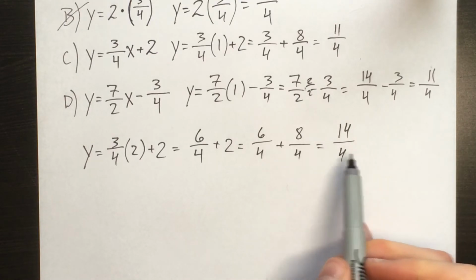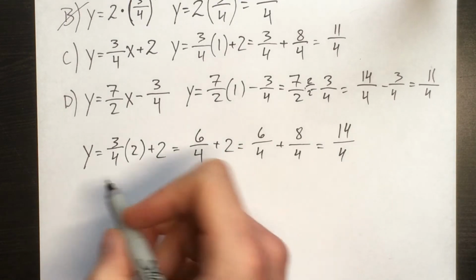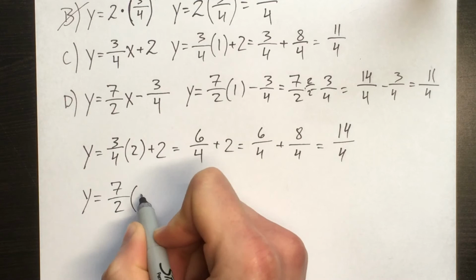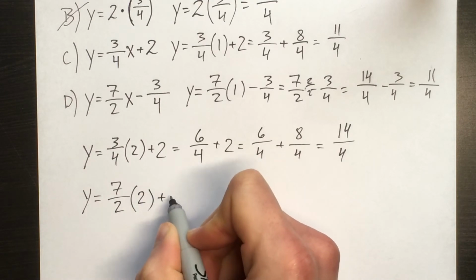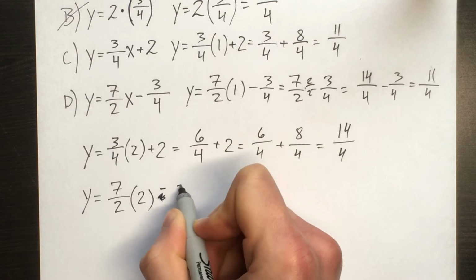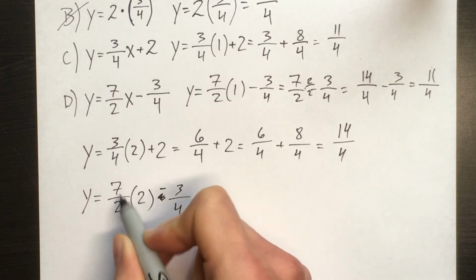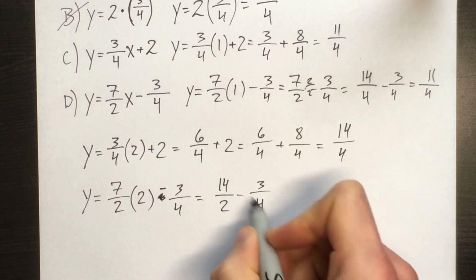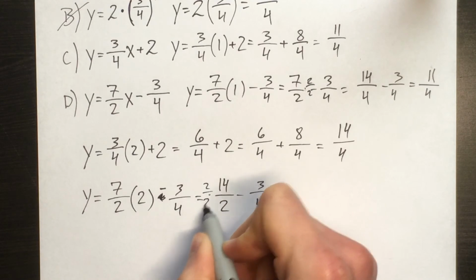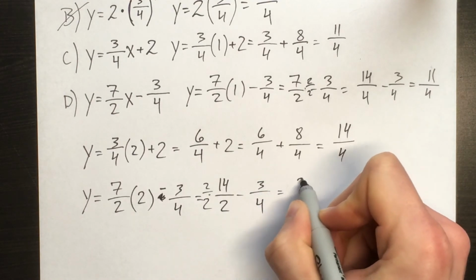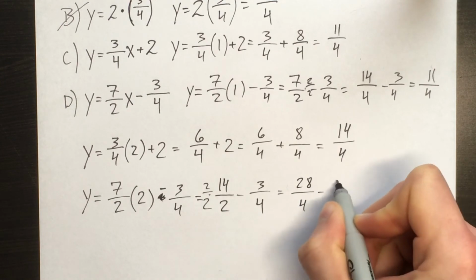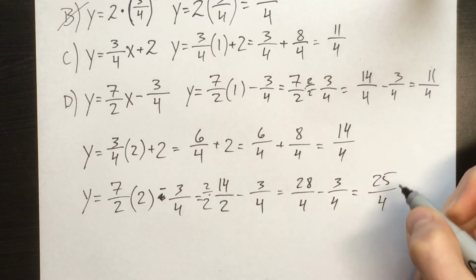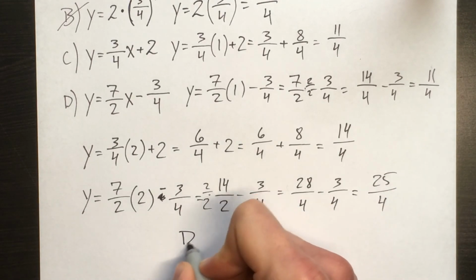So I'm pretty sure we can eliminate C, but let's check D to be sure that we didn't make a mistake. So y equals, taking D now, 7 over 2 times 2, right? I'm trying to use the second point, minus 3 over 4, so that's equal to 14 over 2 minus 3 over 4. To get the same denominator, multiply top and bottom by 2 here, so that'll be 28 over 4 minus 3 over 4, and that is what we need. That is 25 over 4. That corresponds with the table, so our answer here has to be D.